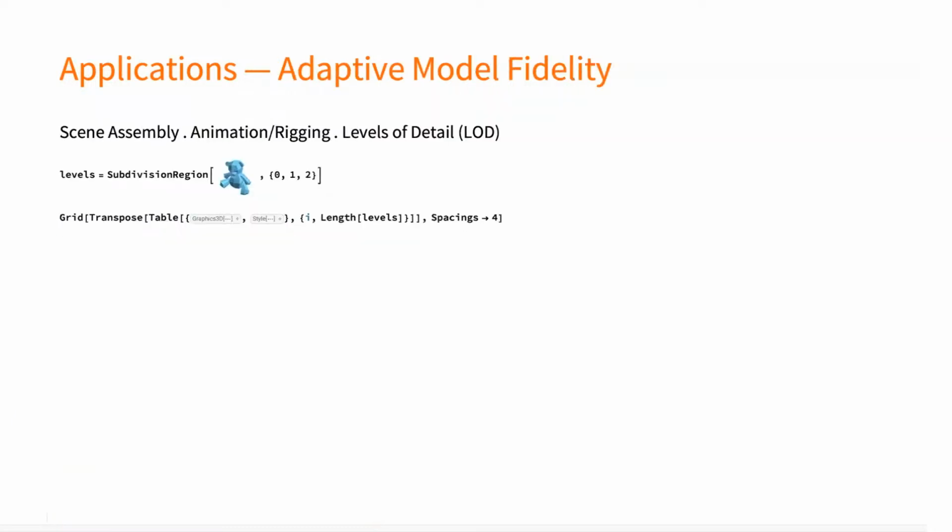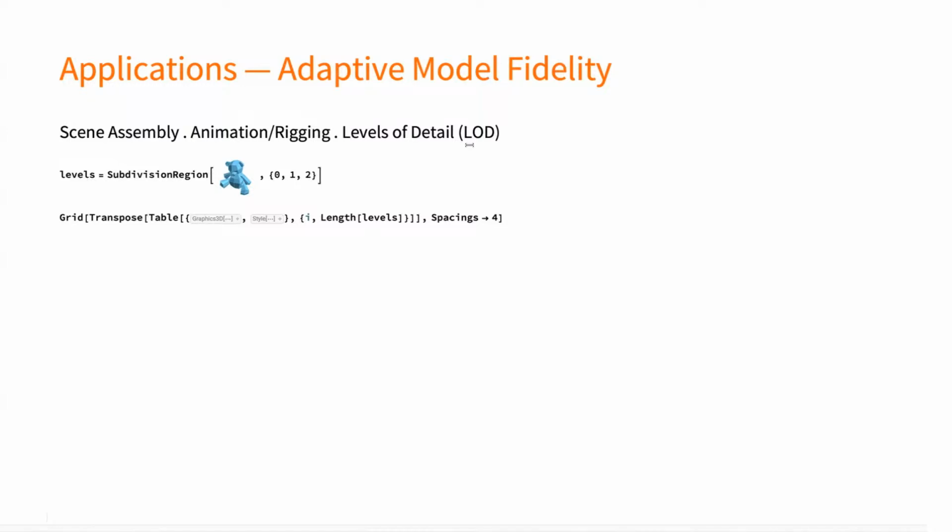Our second application is adaptive model fidelity. The idea here is we don't want to render our model with more polygons than we need to. This is useful in cases such as scene assembly, when you're arranging objects, lighting, and cameras to render a scene. Also for animation and rigging, when you're setting up a model to be animated and setting the keyframes of that animation. And lastly, for levels of detail, which as we mentioned before is common in stuff like video games, where you want to minimize the number of triangles you're rendering per frame to improve performance.